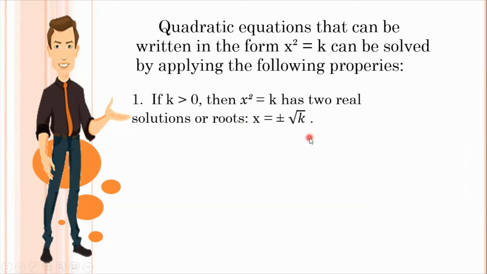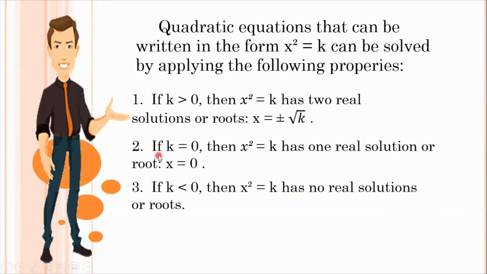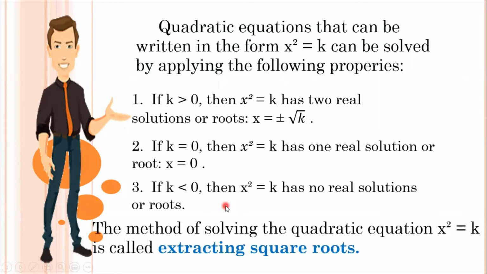square root of k. Number 2, if k is equal to 0, then x squared equals k has one real solution or root, so that x is equal to 0. Number 3, if k is less than 0, so the numbers are negative, then x squared equals k has no real solution or roots. So guys, the method of solving the quadratic equation x squared equals k is by extracting the square roots.